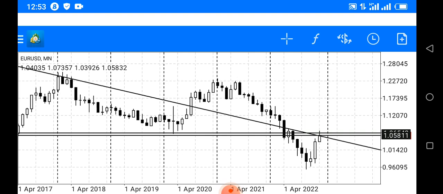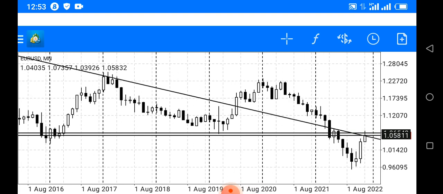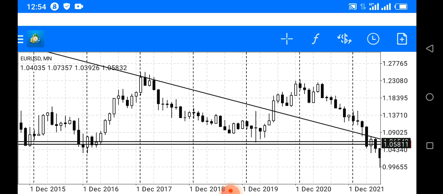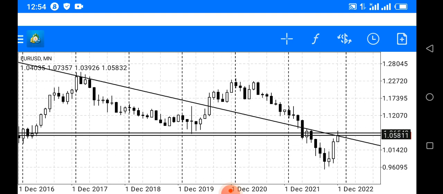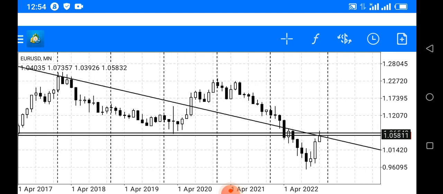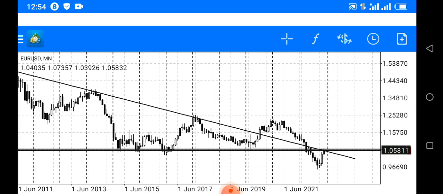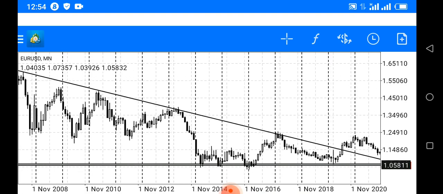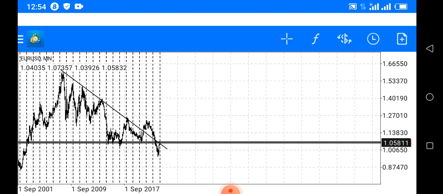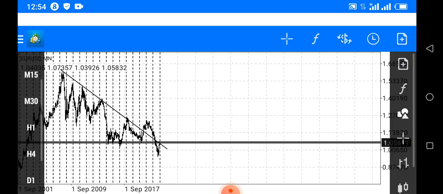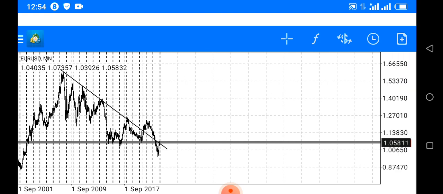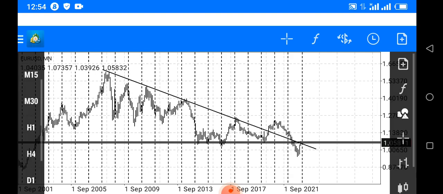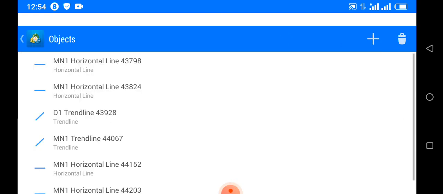Currently I'm going to analyze this Euro US dollar on the monthly time frame, and as you can see from the chart, I've highlighted all the major levels and what the market has been doing. If I zoom in a bit, you realize that this market has been on a downtrend for a couple of years now.